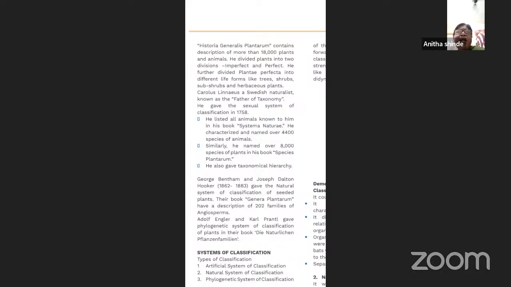Carolus Linnaeus was the scientist who has given this. The binomial nomenclature is given by this particular scientist. So that is why he is considered the most important scientist and is also known as the father of taxonomy. He has listed almost all the animals, about 4,000 animals, and about 8,000 species of plants in his different books, and he has given the taxonomical hierarchy. So this is about Carolus Linnaeus.